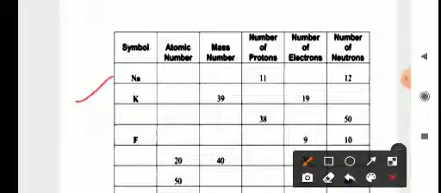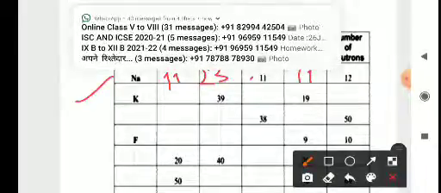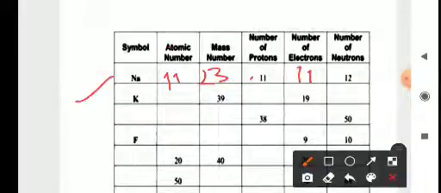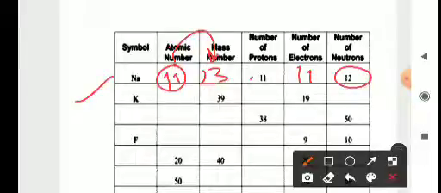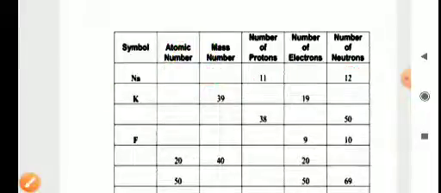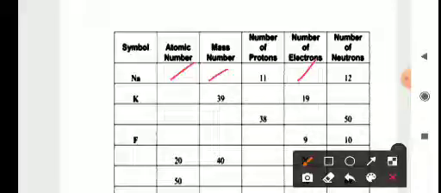Number 1, symbol Na, sodium. For sodium the atomic number is 11 and the mass number is 23. The number of electrons is equal to the atomic number, so it will also be 11, and the number of protons will also be equal to the atomic number, so here it will also be 11. And for the mass number, by subtracting the atomic number from the mass number we get the number of neutrons. So atomic number 11, mass number 23, the number of neutrons is 12.